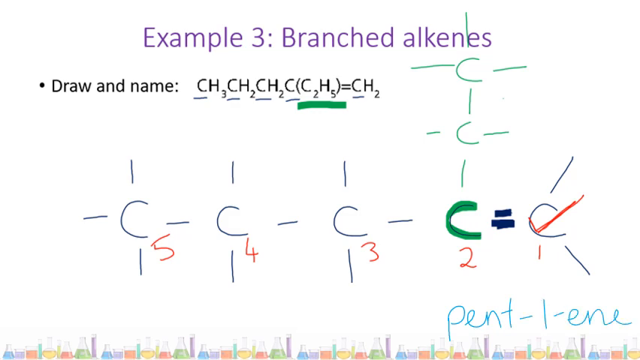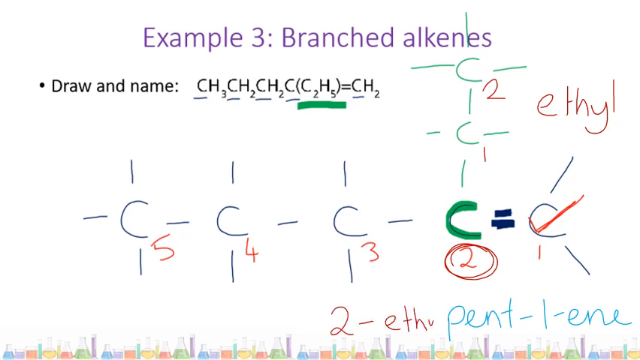And then naming my side chain. For that, I'm going to number my carbons in it. I've got 2 carbons, and so that tells me that it's eth, and my ending for a side chain is yl. So it's ethyl, and it's on the 2nd carbon in my chain. So that's going to be 2-ethylpent-1-ene.